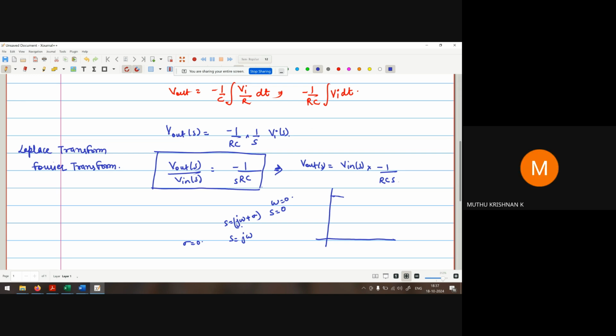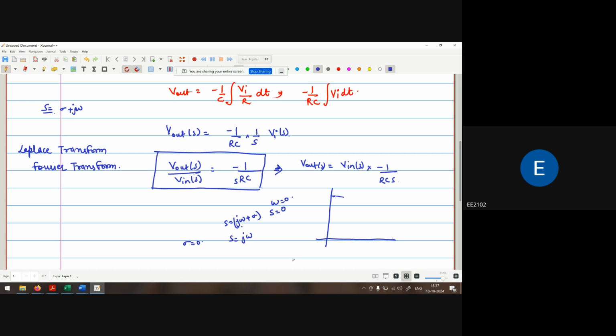Here, in the Fourier transform, sigma is 0. But in the Laplace transform, sigma can also be present. We are putting the value in the form of S. So we are saying S is equal to sigma plus j omega.